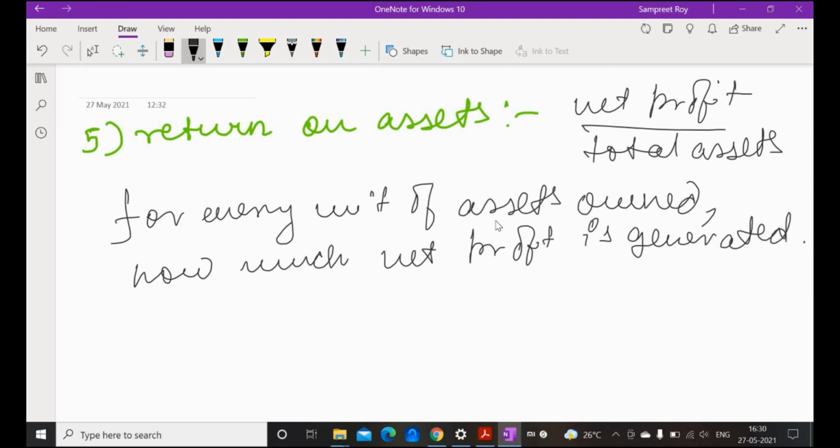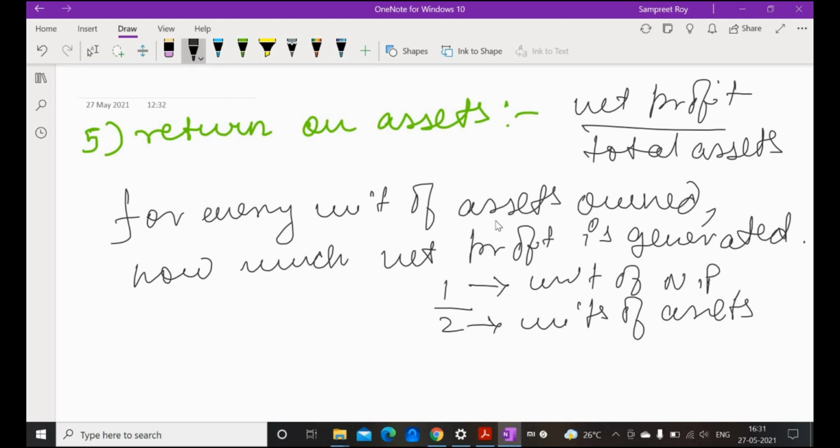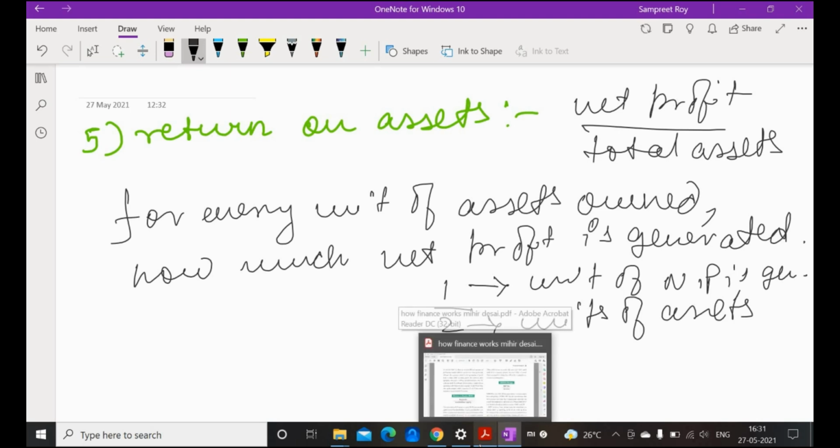For example, if the return on asset ratio is 1 by 2, or 1 is to 2, it indicates that for every 2 units of assets, 1 unit of net profit is generated. Now, please note here that net profit is the final profit in hand, that is, which is generated by the company after deducting all the expenses including taxes and interest, right?